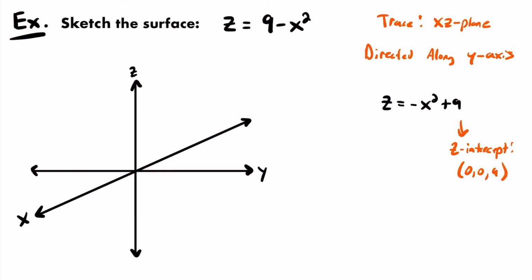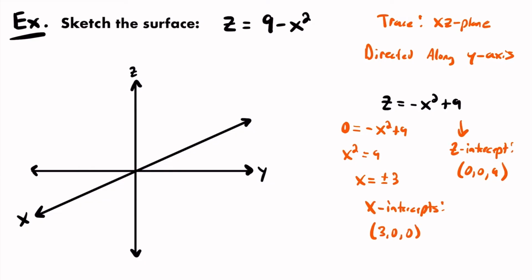And then let's also try to find our x-intercepts here. That might be helpful as well. So if we set z equal to 0, we'd have 0 equals negative x squared plus 9. And then adding x squared to both sides gives us x squared equals 9. So x is equal to plus or minus 3, right? We take the square root of both sides, and the square root of 9 would be plus or minus 3. So that gives us two x-intercepts. Our x-intercepts are going to be 3, 0, 0, and negative 3, 0, 0. All right, so let's plot all those points. Let's start with the z-intercept.